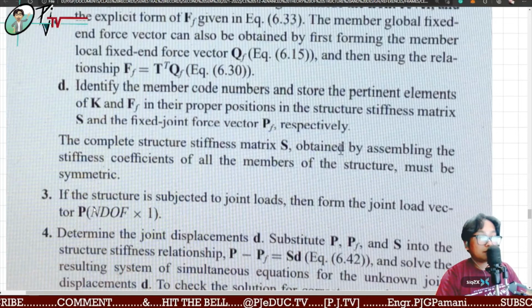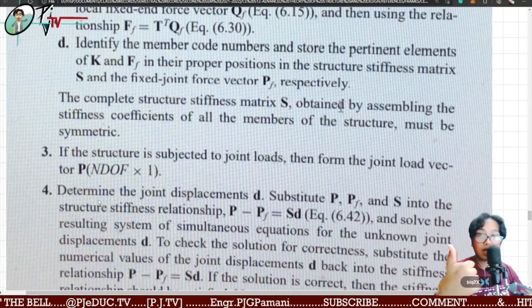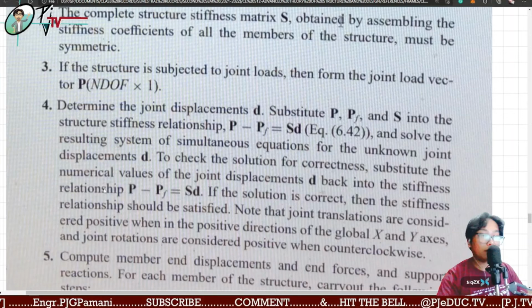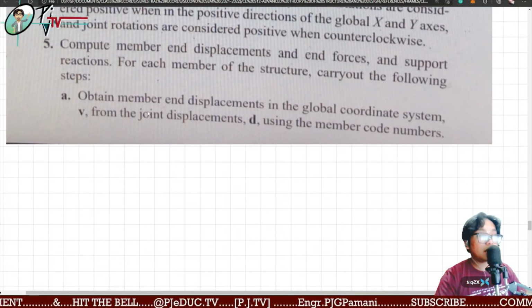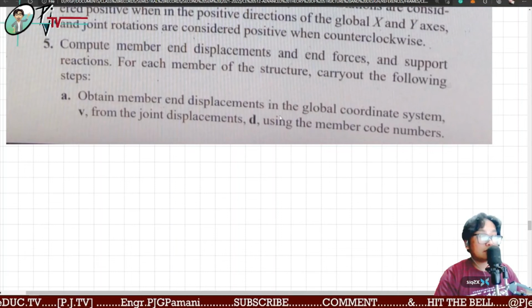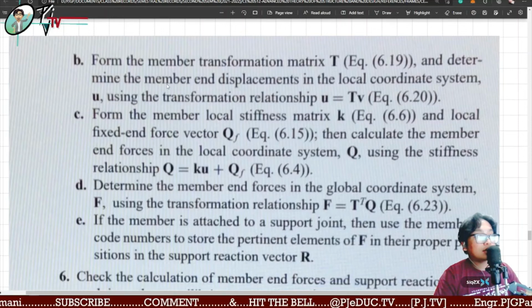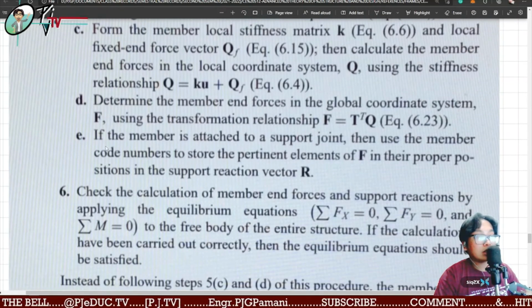If the structure is subjected to joint loads, then identify your joint load matrix, our PK. Determine the joint displacements, just like what we did earlier. Compute the member end displacements and forces, as before. Obtain the member end displacements in the global coordinate system from the joint displacements using the member code numbers. Form the member transformation matrix. Form the member local stiffness matrix. Determine the member end forces in the global coordinate system.